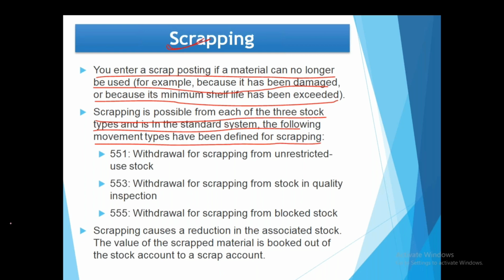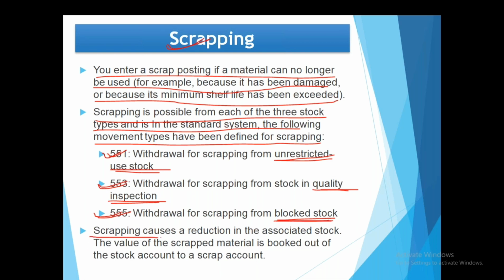So you can do scrapping from any stock type. You can do it from unrestricted use stock, from quality inspection stock, or from blocked stock also. So these are the movement types. 551 movement type is from unrestricted use stock. 553 movement type is from quality inspection stock, and 555 is withdrawal for scrapping from blocked stock.